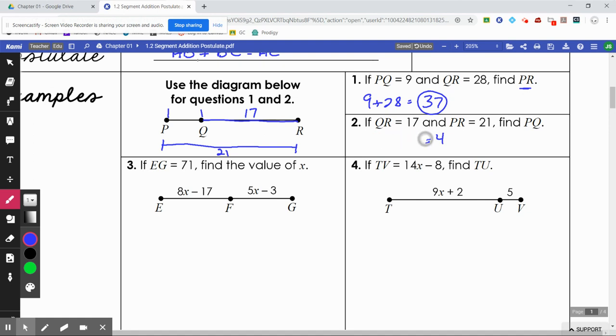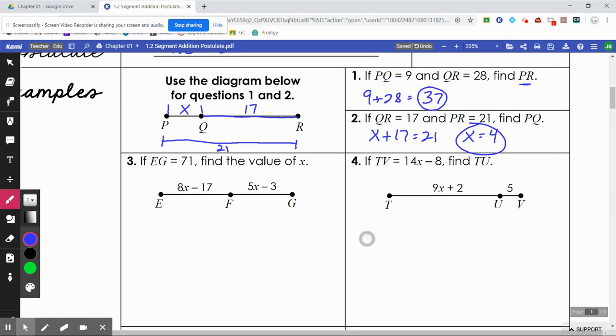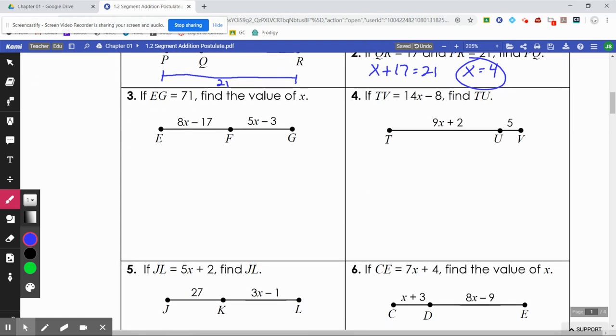Now, if you want to write that with our segment addition, we could call this x. We know that x plus 17 would be equal to the whole distance of 21, and you would get the same thing, that x would have to be a distance of 4. Now let's apply more algebra.